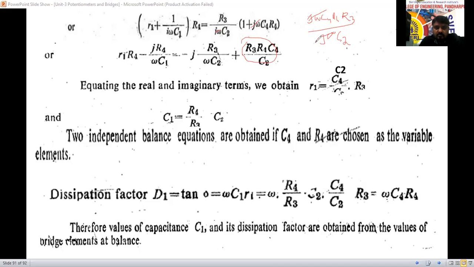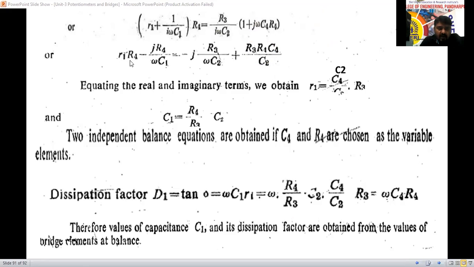This j omega gets cancelled or not? Yes, sir. So the left term is R3 here. R3 we have written, R4, C4 divided by C2 here. So this is the equation we got here. Now what we have to do, equating the real and imaginary terms here. Now we have to equate the real and imaginary terms.